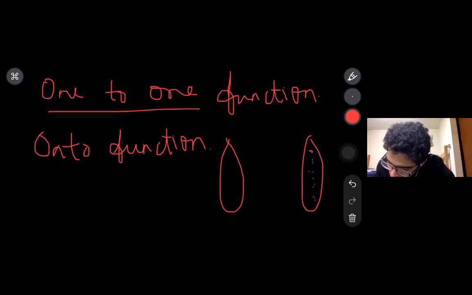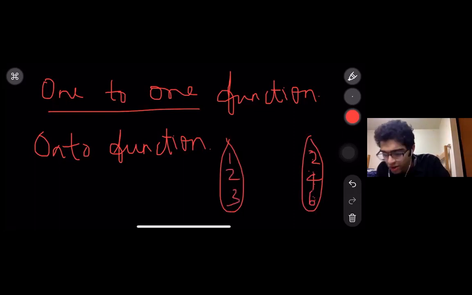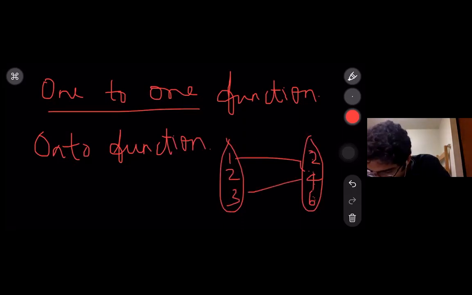So let's say we have 2, 4, and 6 from the same example. We have 1, 2, and 3. Now I want something mapped to 2. Let me put it here. I want something mapped to 4. Let me put it here. And I want something mapped to 6. Let me put it here. So this is an onto function. It's also a one-to-one function, by the way, because no two things are mapped to the same thing.